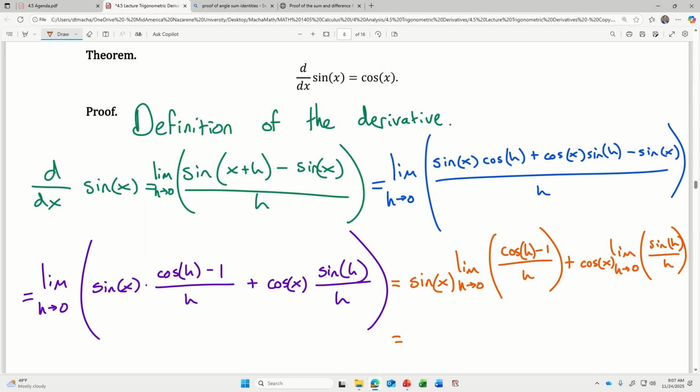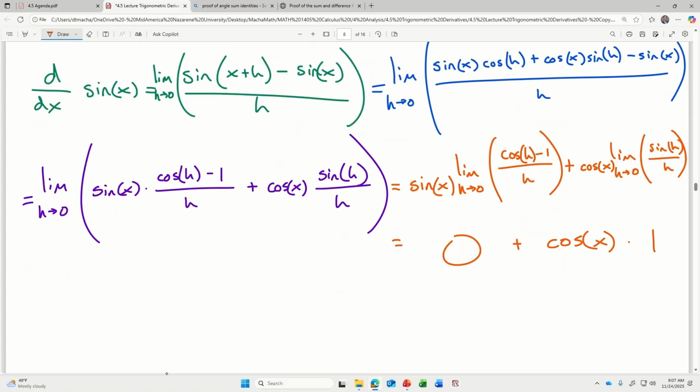Somebody tell me, what is the limit as h approaches 0 of cosine of h minus 1 divided by h? 0. We just did that limit. So I have sine of x times 0 plus, what's the limit of sine of h divided by h? 1 plus cosine of x times 1. So all told, we get the derivative of sine is equal to cosine.